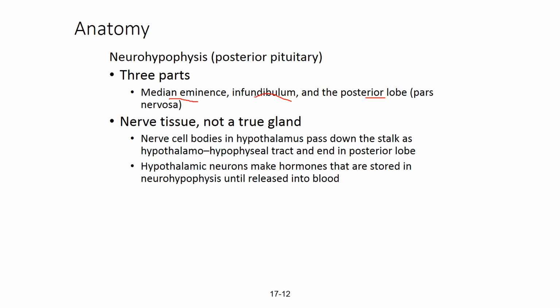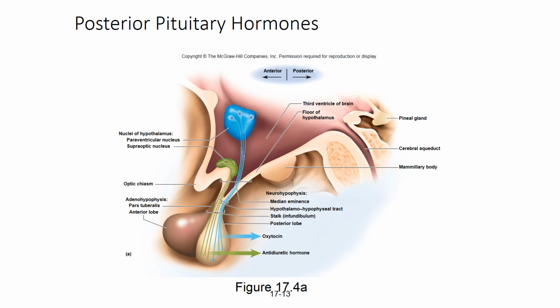And what happens is these nerve cell bodies that are in the hypothalamus pass down the infundibulum and down what we call the hypothalamo-hypophyseal tract and end in the posterior lobe. So tract right here tells you these are going to be axons passing down. So this is again where we get this weird crossover between the nervous system and endocrine. The neurons will make hormones in the hypothalamus, but then store them in the neurohypophysis to be released into the bloodstream.